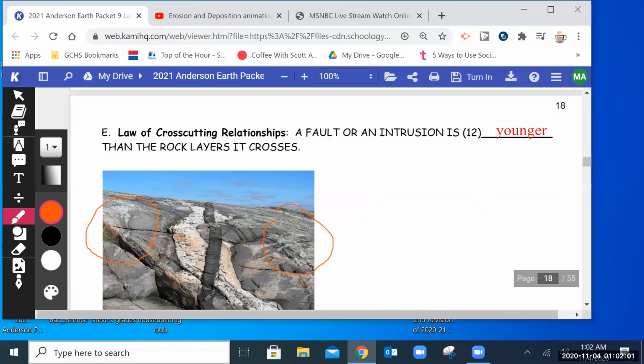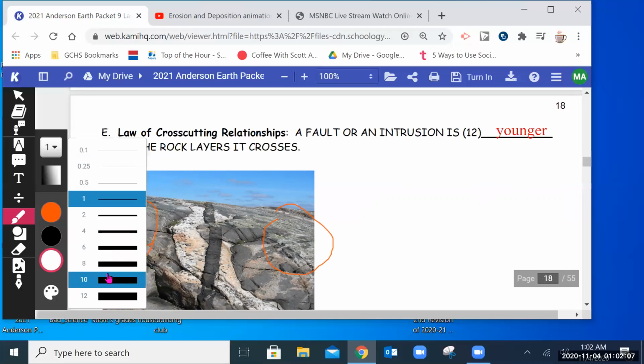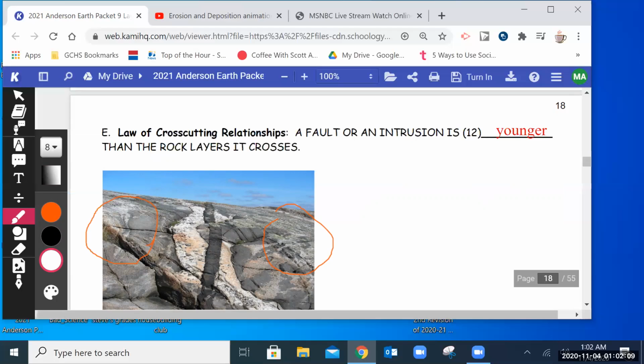That gray rock was originally there. And then we had this white layer here flow up through that gray layer. And then we had this black layer go through that. So this black stream of lava coming up is an intrusion.